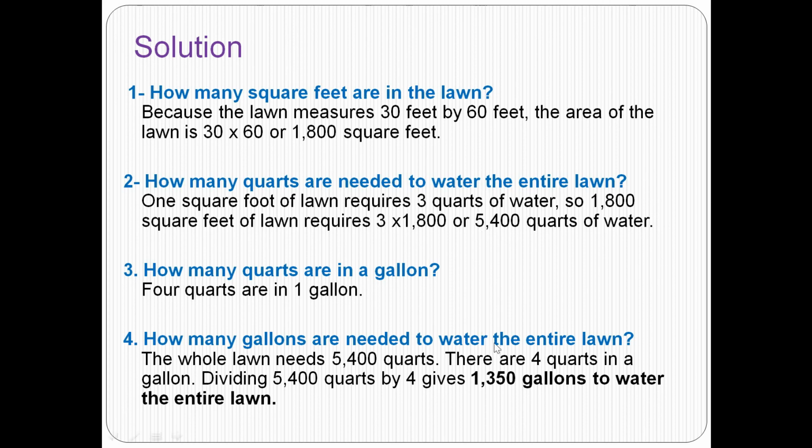At this point, we know how much the entire lawn is, and we know how many quarts of water we need. So now you have to sum up, or basically gather all the information that you found, and solve this answer. The whole lawn needs 5,400 quarts. There are 4 quarts in a gallon. Dividing 5,400 quarts by 4 gives you 1,350 gallons of water to water the entire lawn.